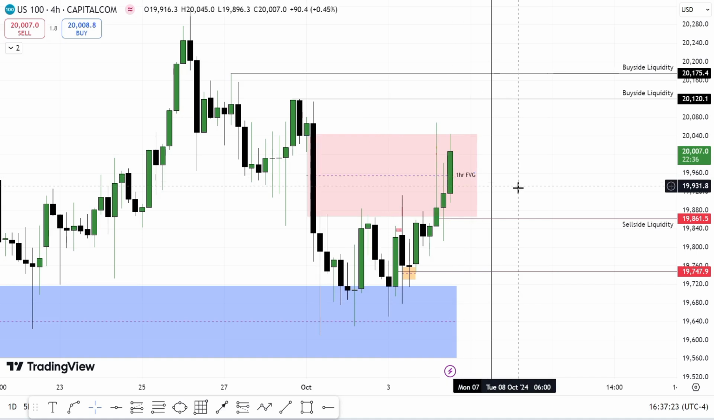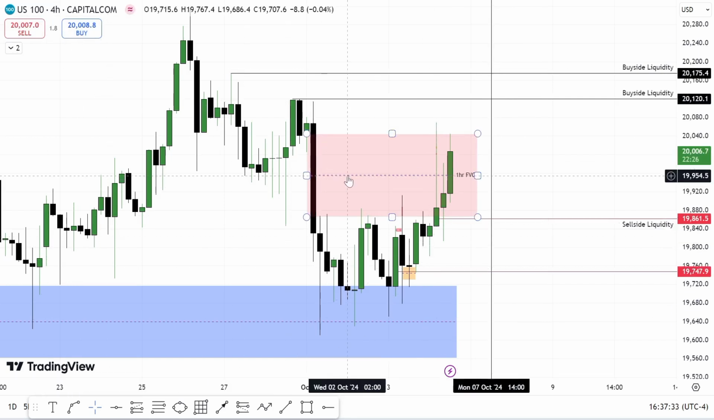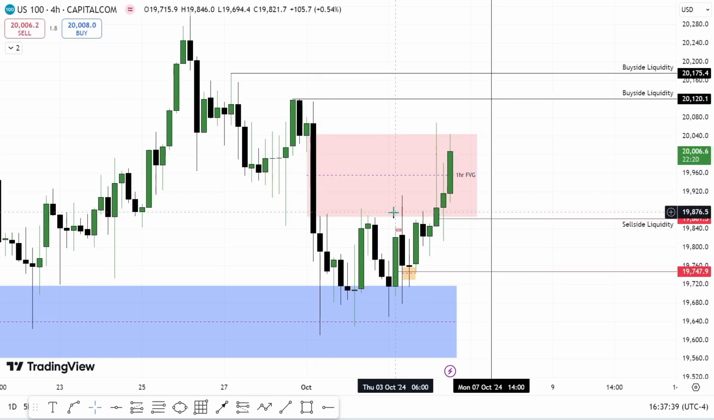So this is a quick review on the trade I took today. Normally I trade US 100 Nasdaq, and this is what I was looking at today. We had this quick expansion to the downside, creating this bearish fair value gap just at this point.